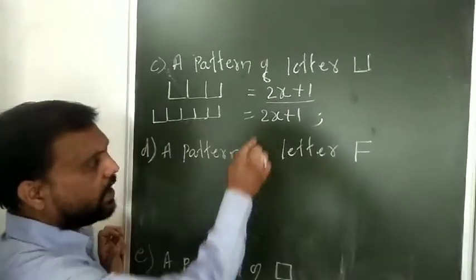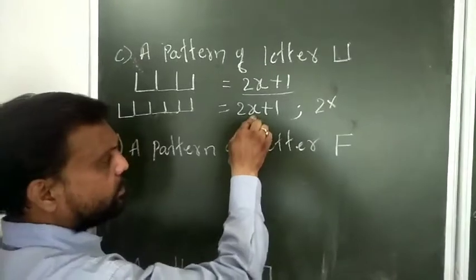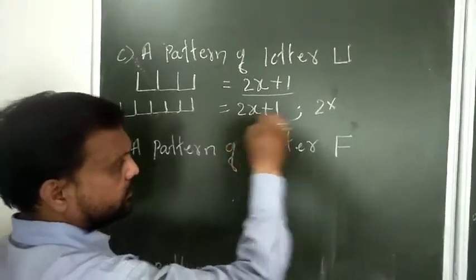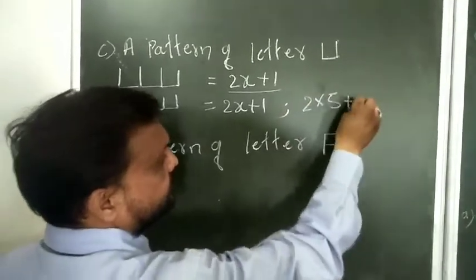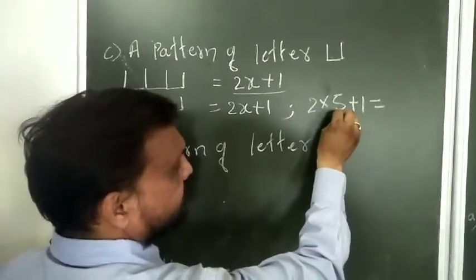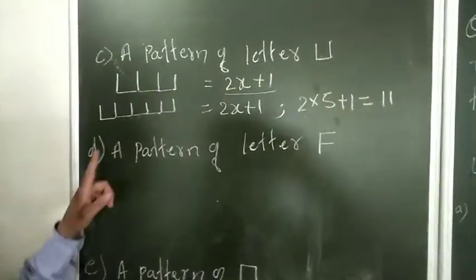So what will I do now? To find out, x means U's. How many U's do I want to make? 5 U's. So here it is 2 times 5 plus 1. 2 fives are 10, 10 plus 1 is 11. So I require 11 sticks to make 5 U's.